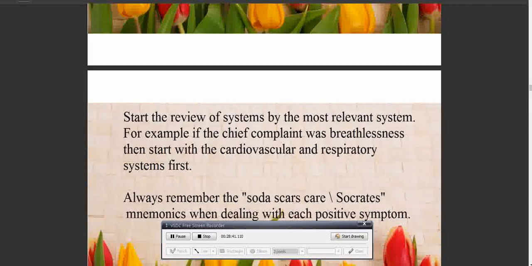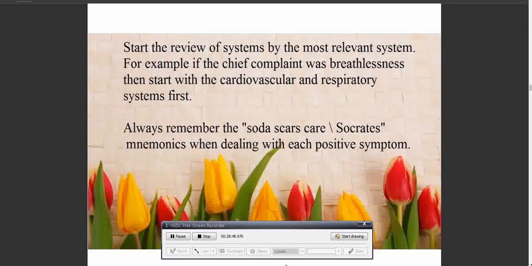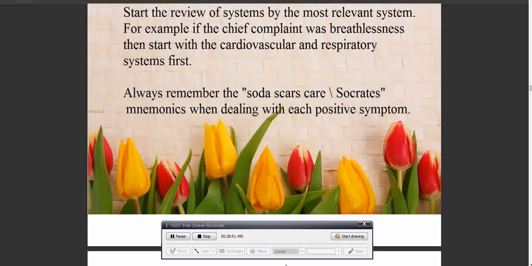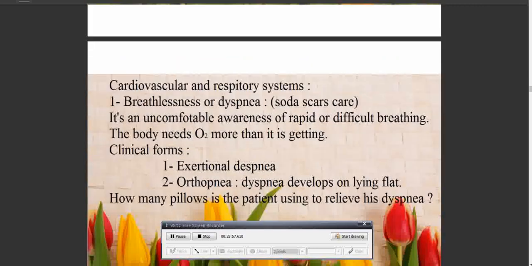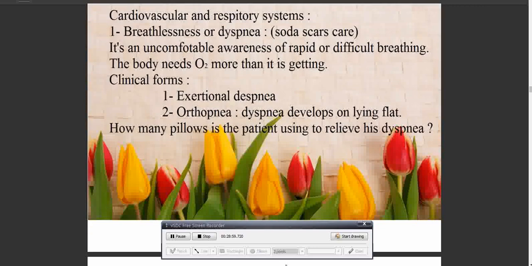And then you also need to start the review of systems with the most relevant system. For example, if the chief complaint was breathlessness, then start with the cardiovascular and respiratory system first. Always remember the SOCRATES mnemonic when dealing with each positive symptom. Cardiovascular and respiratory system is one. So you check on breathlessness or dyspnea, you Socratize it. Just uncomfortable awareness, rapid or difficult breathing. The body needs oxygen more than it is getting.